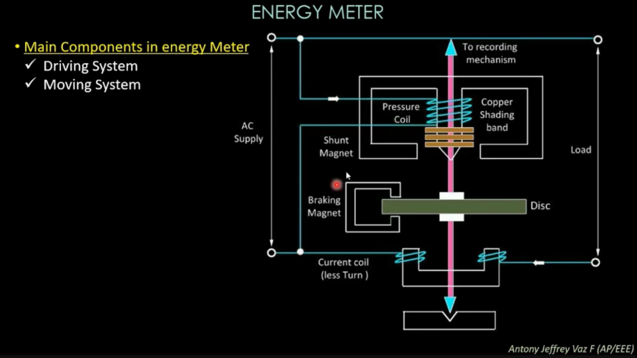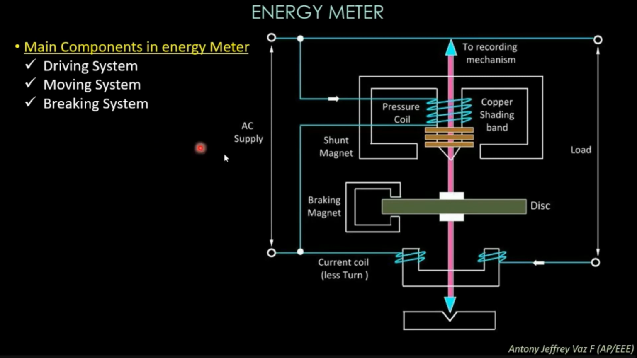Now there will be two fluxes produced: one flux is present in the pressure coil and the other flux is present in the current coil. These two fluxes interact in the aluminum disc and make the disc rotate. So the moving system is nothing but the pressure coil and the current coil.